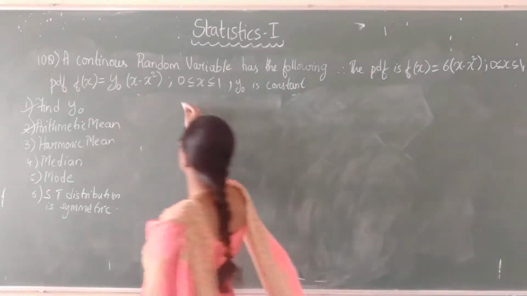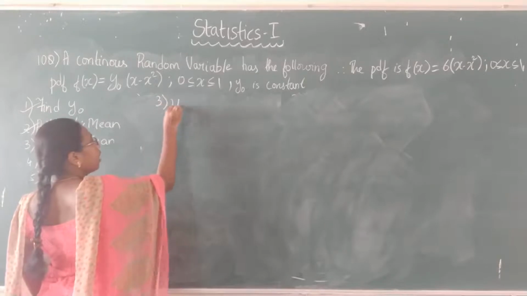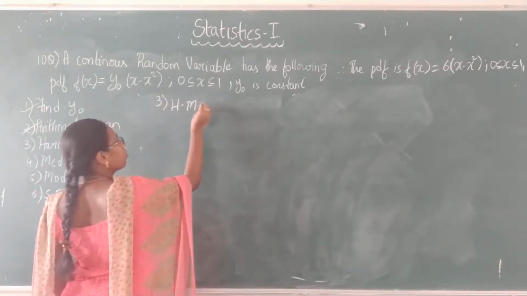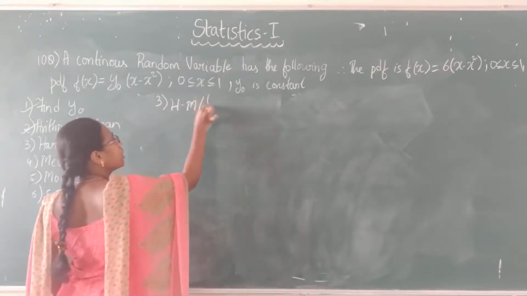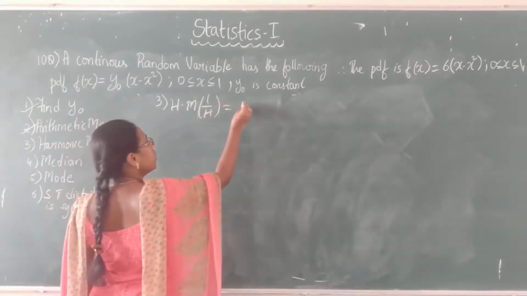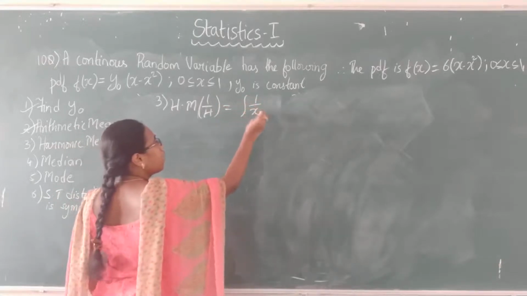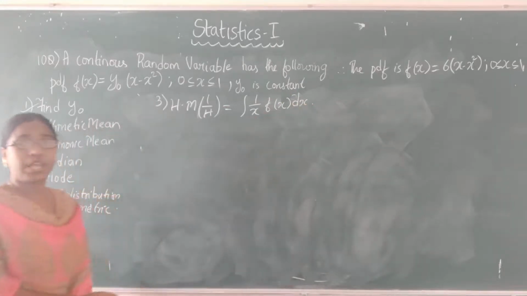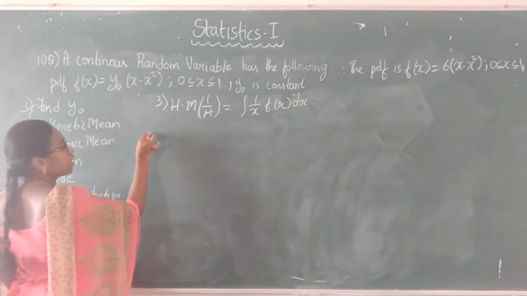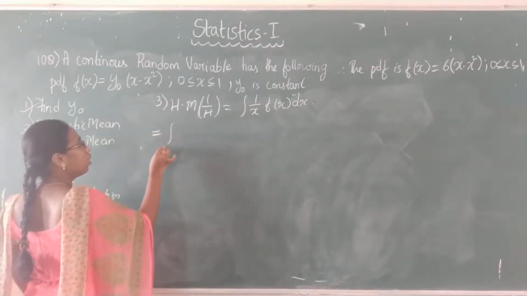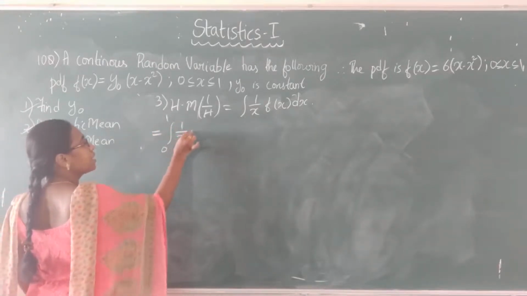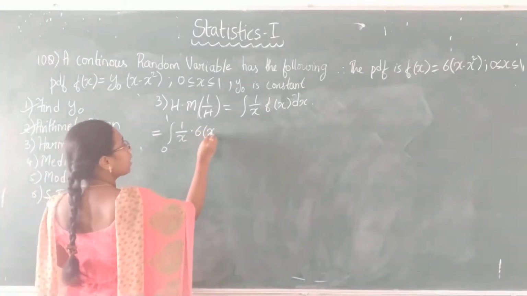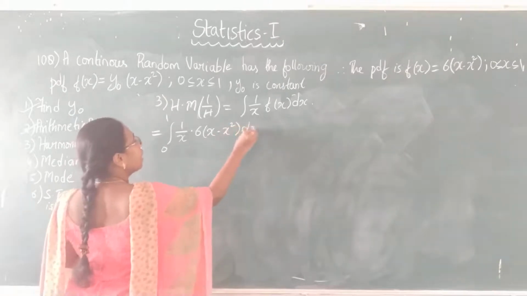Third bit, harmonic mean. The harmonic mean is nothing but 1/h equals the integral of (1/x) into f(x) dx. Substitute the f(x) value, which equals the integral from 0 to 1 of (1/x) into 6 into (x - x²) dx.